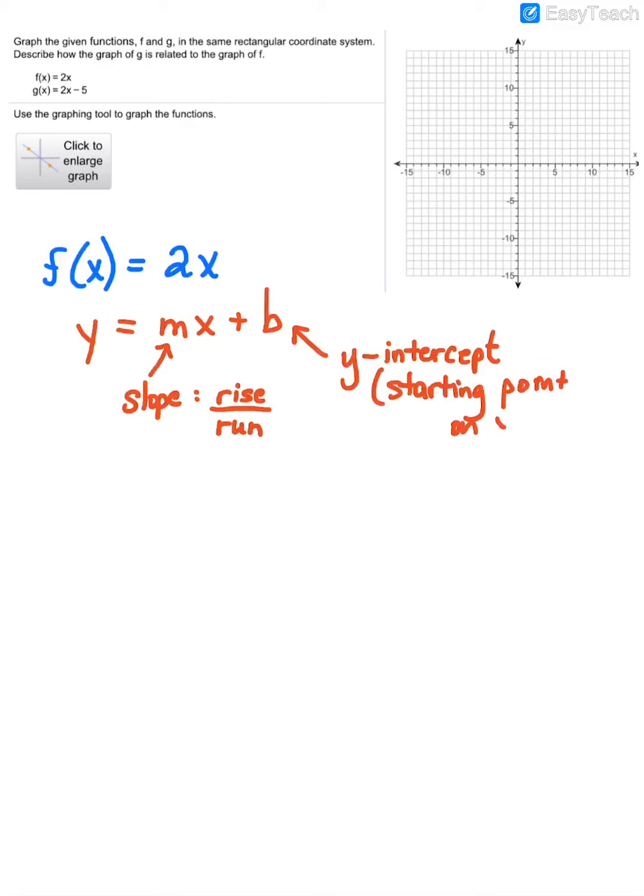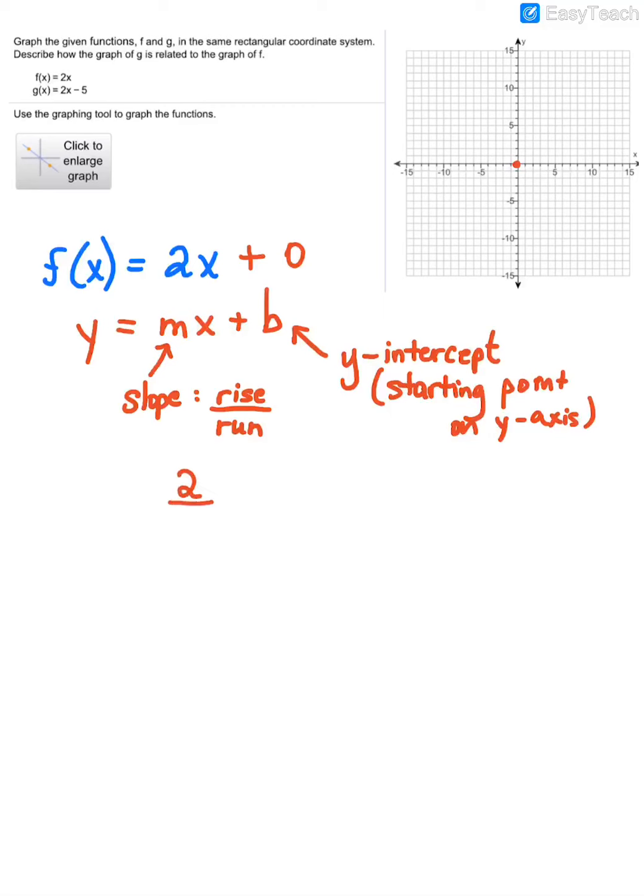Now, you'll notice that this particular function does not have a b value. And so, technically, it means that the b value is 0. They don't write it as 2x plus 0, but we have to understand that's what it means. So, we would put our starting point on the graph at a y value of 0. My slope in this case is a positive 2.